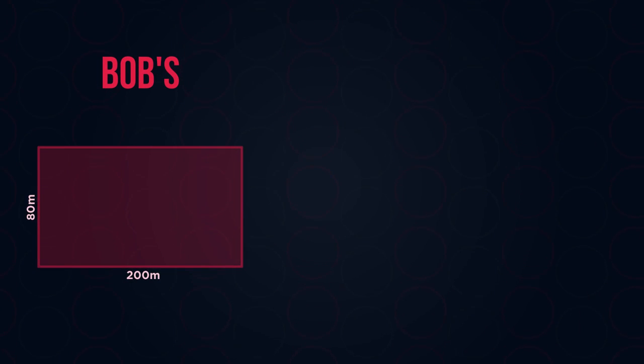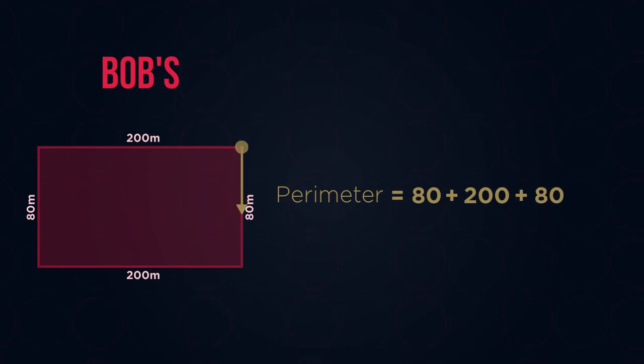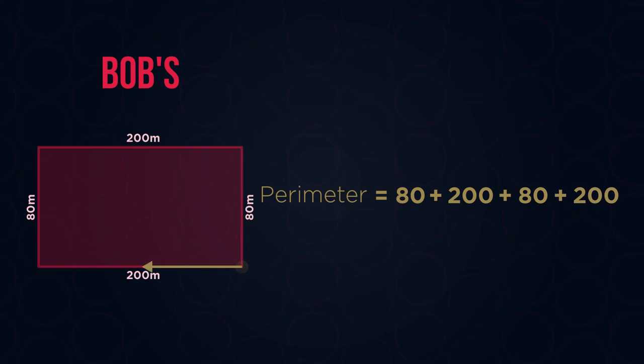So let's start by finding the perimeter of Bob's simple rectangular farm. Choose a starting point. So I'm going to start in this corner and start adding up the sides, 80 meters, add 200 meters, add 80 meters, add 200 meters, which added together gives a perimeter of 560 meters.